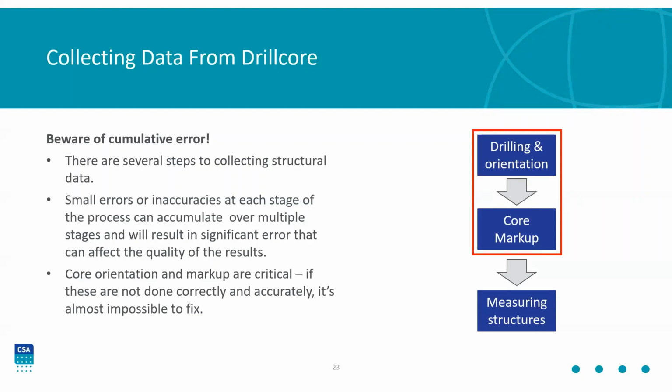So these two steps need to be done accurately, and even small errors in your orientation and in your markup, combined with potential inaccuracies in measuring of your structures, can result in significant errors that can affect the quality of your results, right? So if you have a 5-degree error in your orientation, you don't do your markup accurately and you get a 5-degree error there, and then you only measure to within 5 degrees on your structures, you've got a 15-degree error, which is quite a lot.